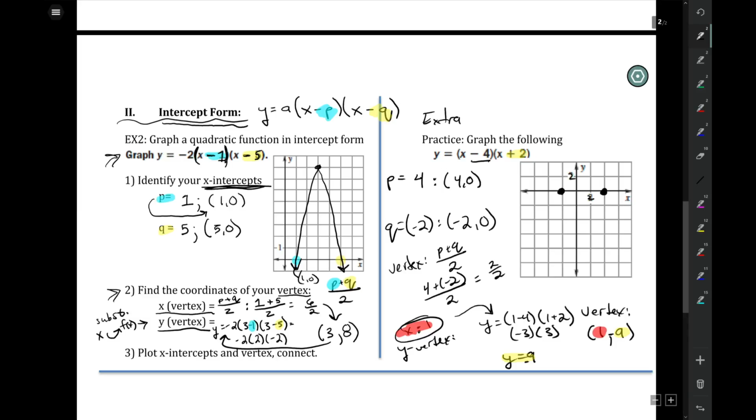Plot this guy, over 1, down 9. So again, be careful with the scale. It's about there. 2, 4, 6, 8. And connect the best that you can. Good stuff, guys. That's it.